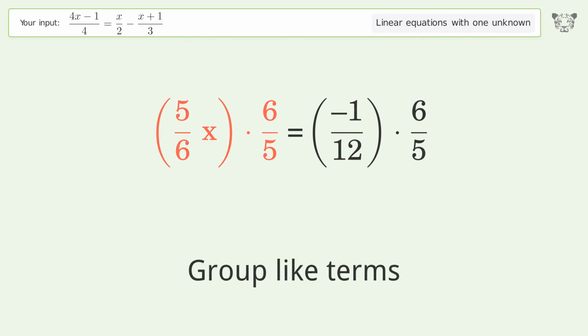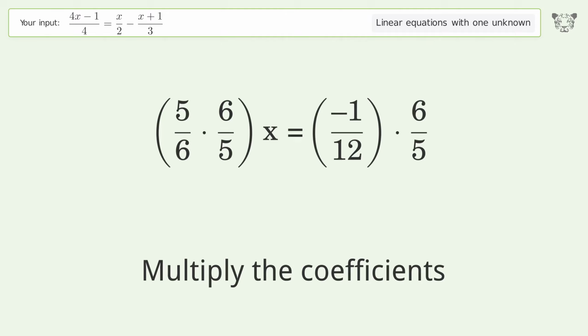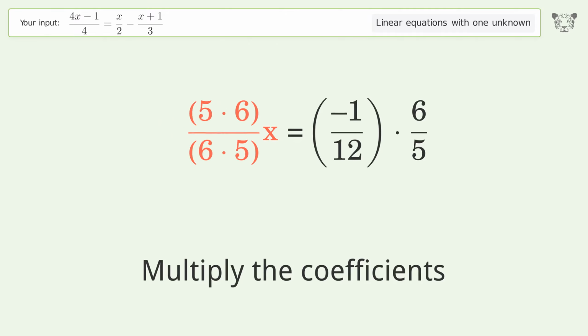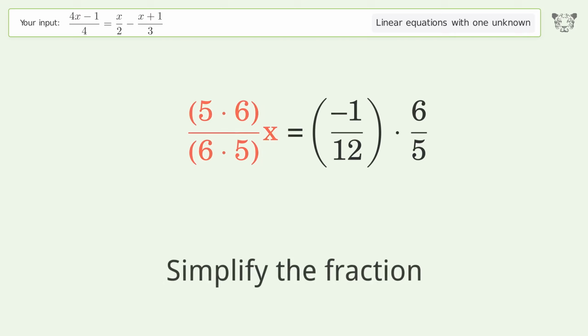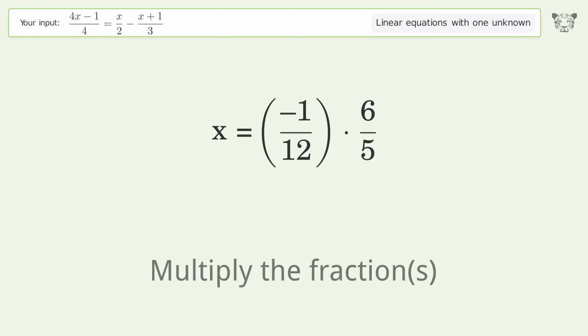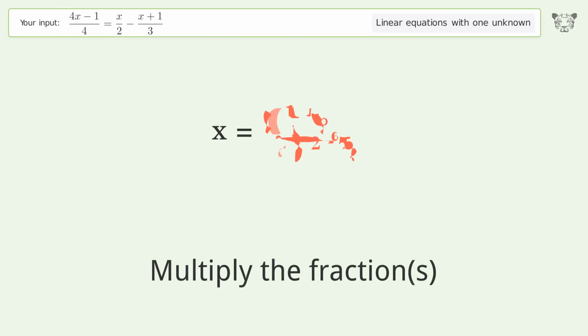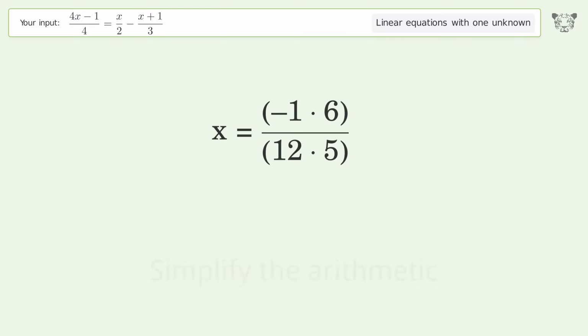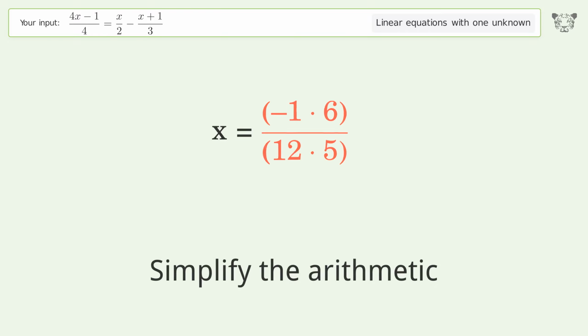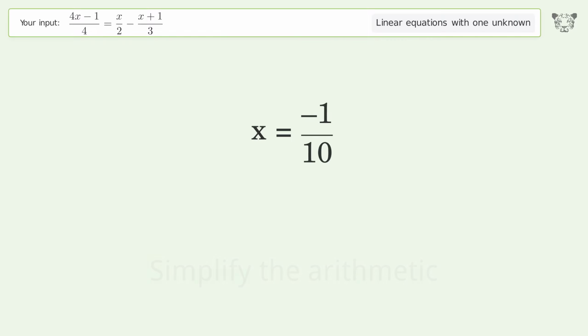Group like terms. Multiply the coefficients. Simplify the fraction. Multiply the fractions. Simplify the arithmetic. And so the final result is x equals -1/10.